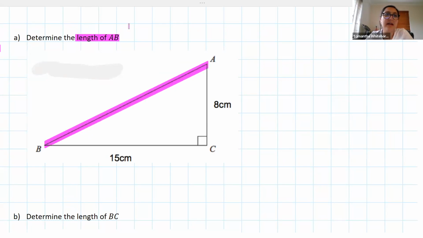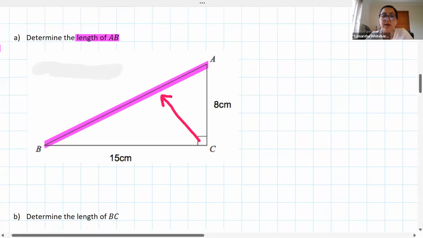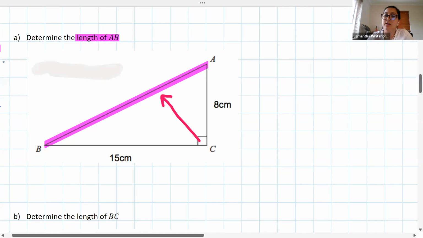Right, there we go. And then guys, also remember that what you want to do is identify your hypotenuse, and your hypotenuse is always opposite your right angle. So I've actually done half the job for you, but let's go. Let's work out the length of AB. Please remember your reasons. I'll wait in anticipation for answers on the chat.